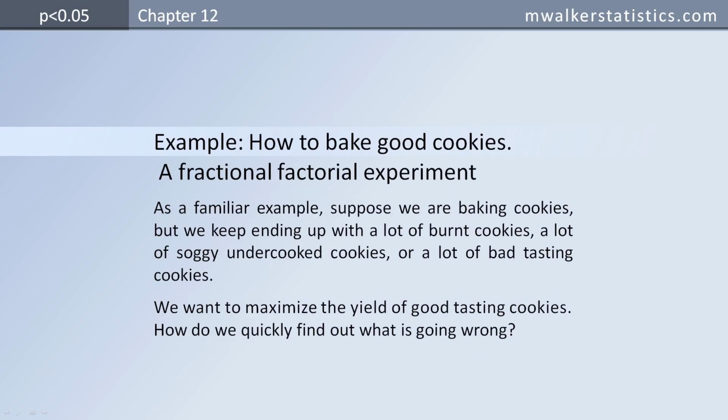Example: how to bake good cookies, a fractional factorial experiment. As a familiar example, suppose we are baking cookies, but we keep ending up with a lot of burnt cookies, a lot of soggy, undercooked cookies, or a lot of bad-tasting cookies. We want to maximize the yield of good-tasting cookies. How do we quickly find out what is going wrong?